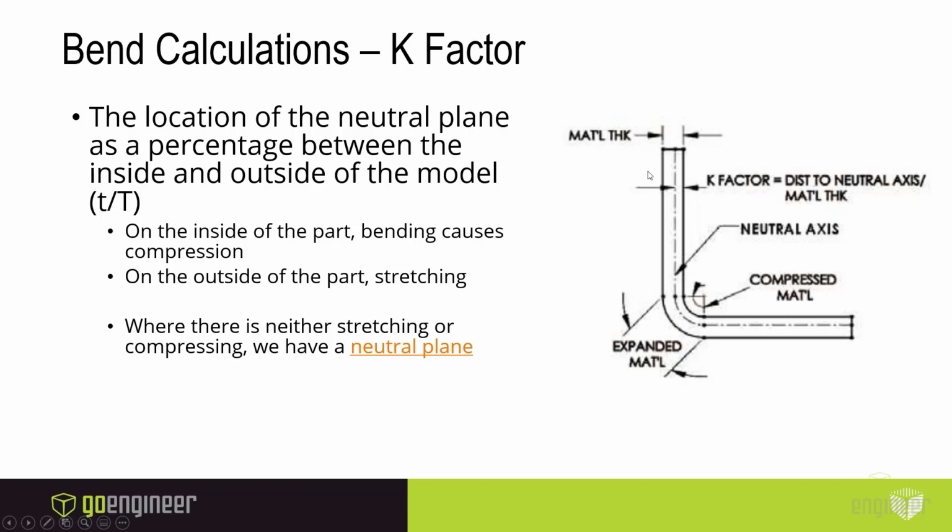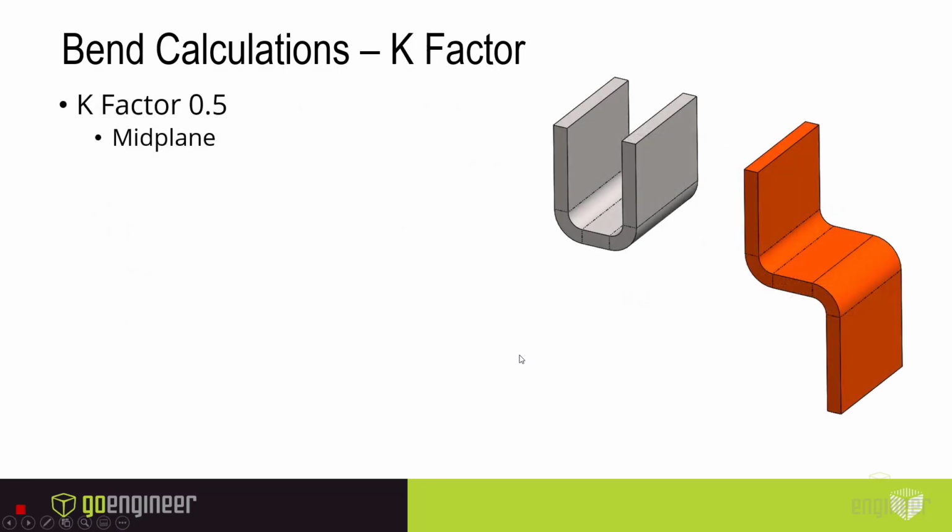Good. So we're really talking about this neutral plane. I'd say 98% of the people we deal with just plug in a K-factor. Now, this is where things get interesting, because when you're talking about a K-factor of 0.5, you're basically talking about a midplane right down the center of the part, as we would see here. But what happens when your part isn't a U-shape and it's an S-shape? And you start to change where that K-factor is, more inward or more outward.